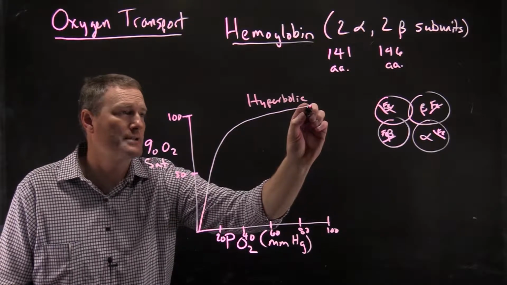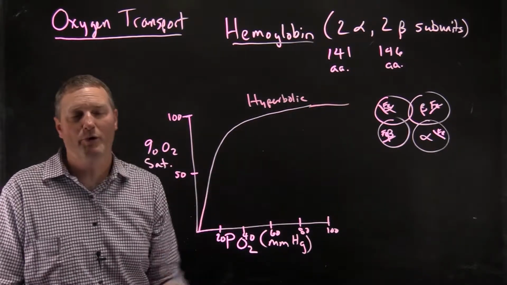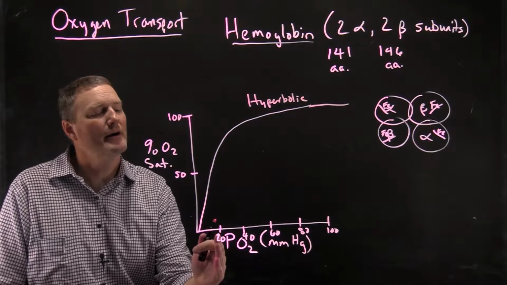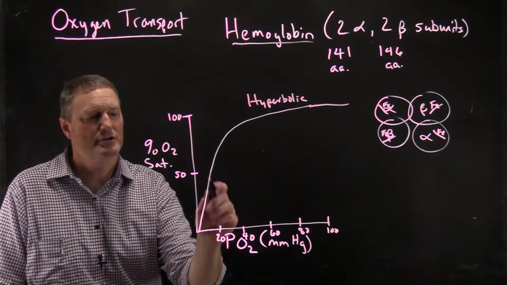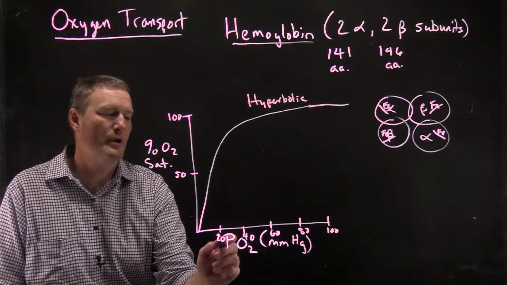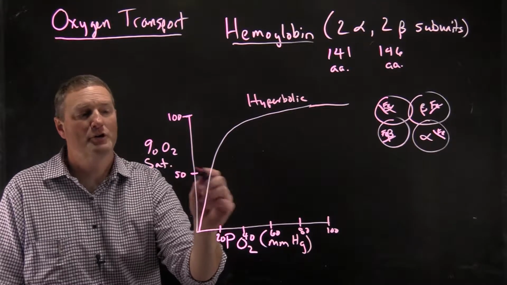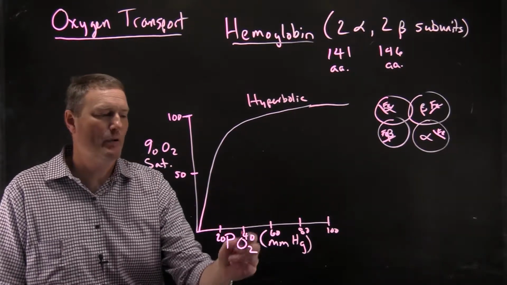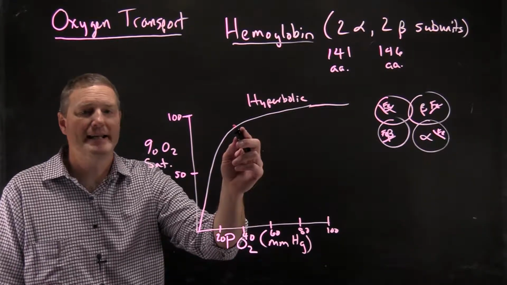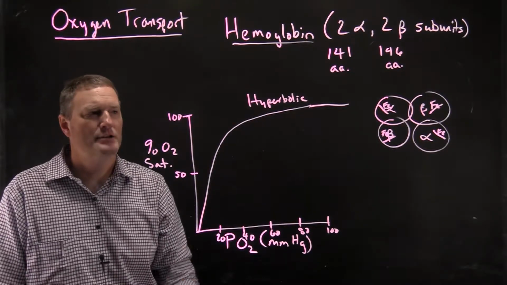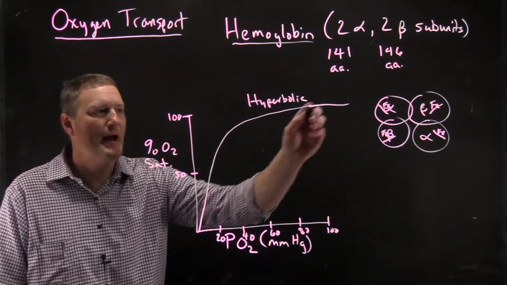Okay, and it essentially goes out to infinity here. Can't get more than 100%. But even at very low partial pressures of oxygen, even down at say 20 millimeters of mercury, I have close to 50% saturation. When I get up to 40%, I'm up at say 90 to 95%. So that's called a hyperbolic binding curve, and that would be myoglobin.